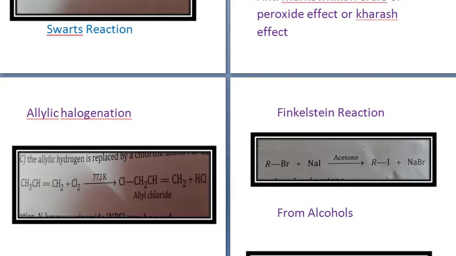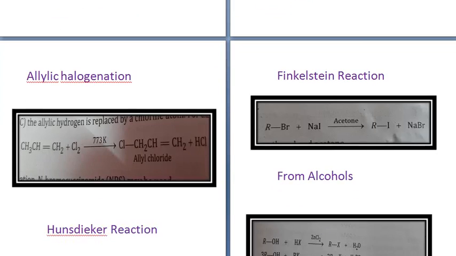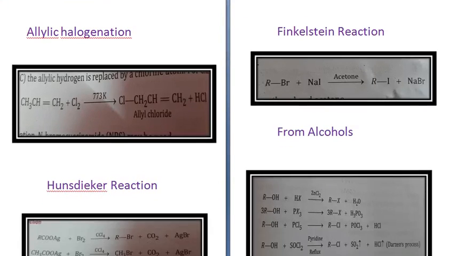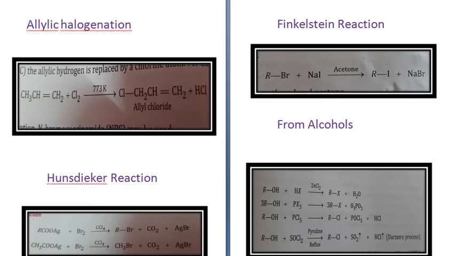Now there is another thing which is called as allylic halogenation. Now allylic halogenation is when alkenes, this is for all alkenes except ethene, are heated with chlorine at high temperature of about 773 Kelvin. The allylic hydrogen is replaced by chlorine atom.